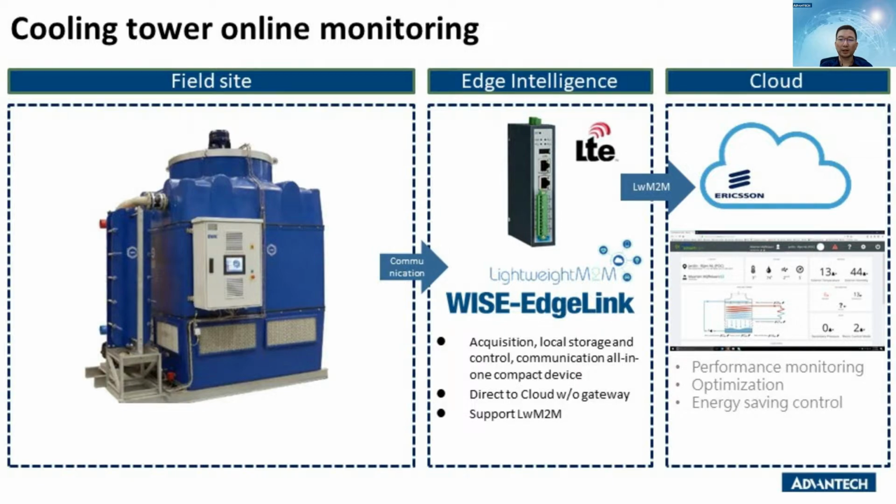In the next few slides, I will show some application examples. This slide shows the cooling tower online monitoring. By connecting the cooling tower via a communication port to ECU 1251, it allows data acquisition and logging, control and communication in the edge intelligent device. Data can be sent directly to the cloud via LWM2M without a gateway. This allows the user to have performance monitoring, system optimizations, and energy saving control.